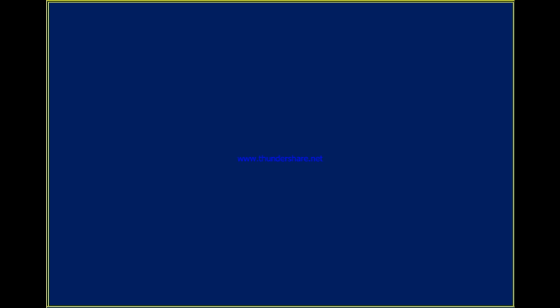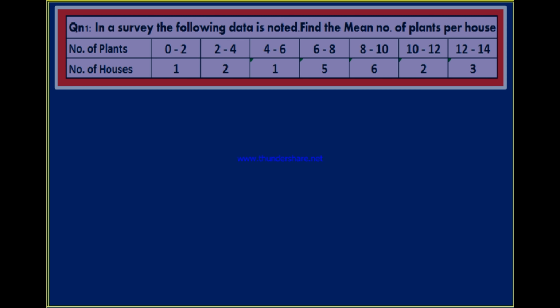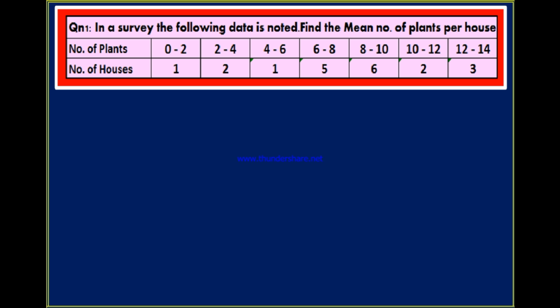Dear children, this is question number 1. In a survey, the following data is noted. Find the mean number of plants per house. I shall repeat. In a survey, the following data is noted. Find the mean number of plants per house.